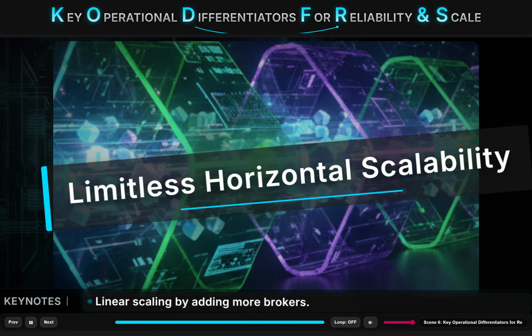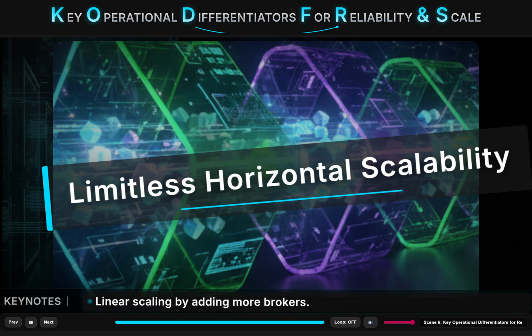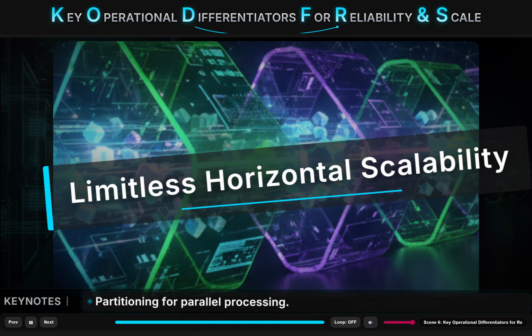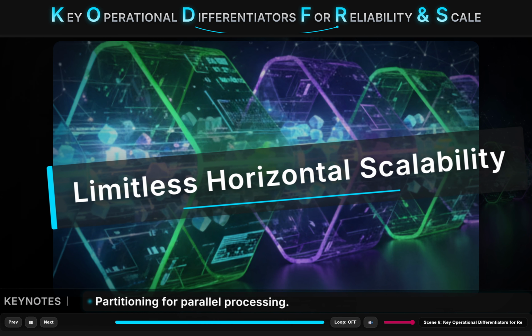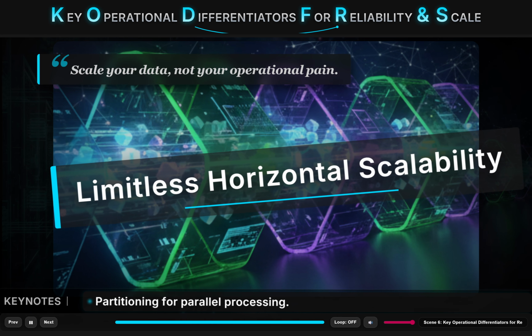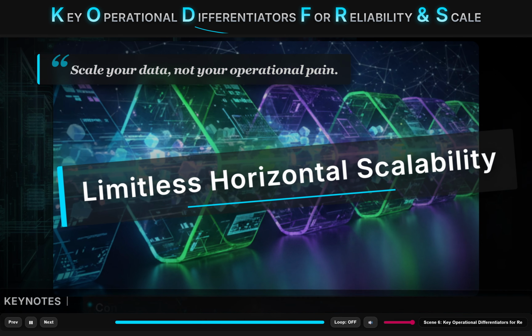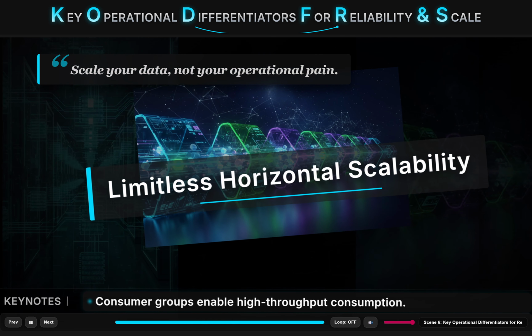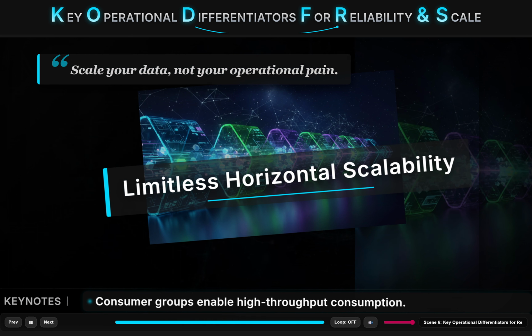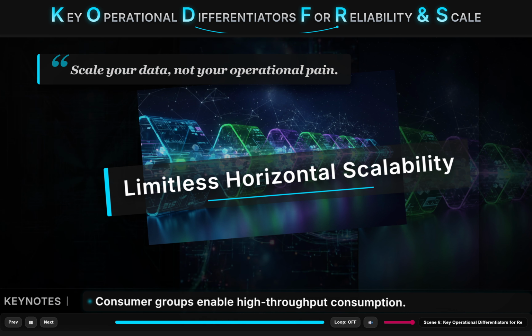It means that as your business grows, as your data volume explodes, Kafka scales with you effortlessly, without requiring a complete architectural overhaul. It's about expanding your factory floor, adding more production lines, and ensuring your material flow never chokes, no matter the scale. These differentiators are what make Kafka a cornerstone for modern, data-intensive operations.